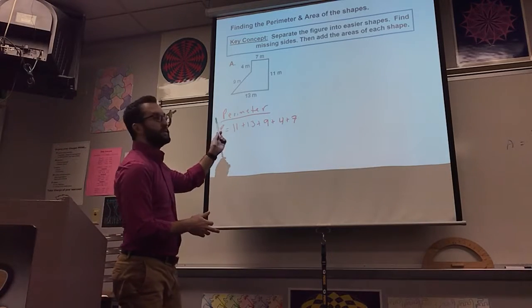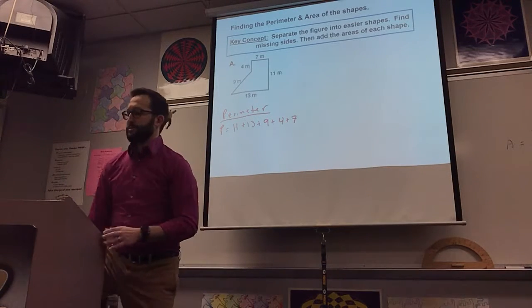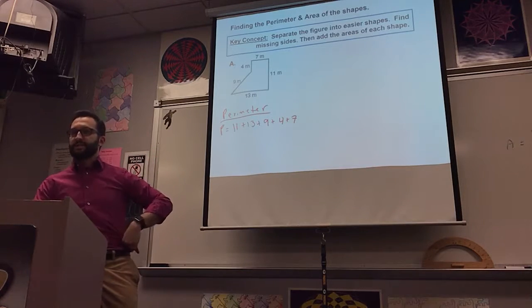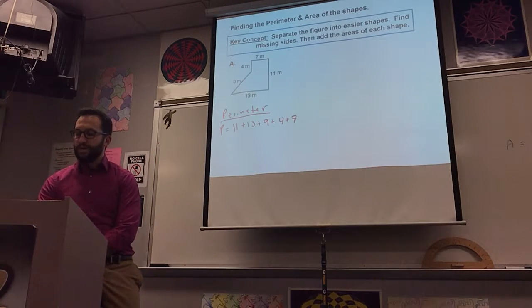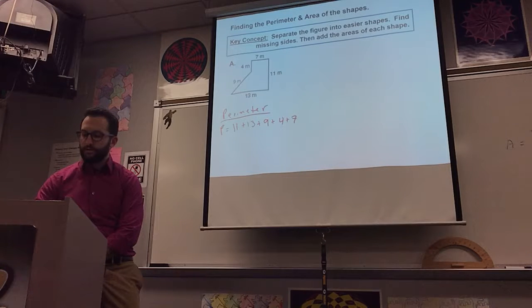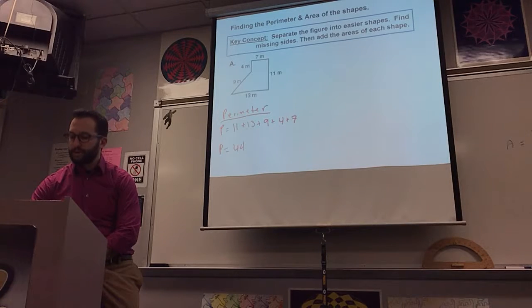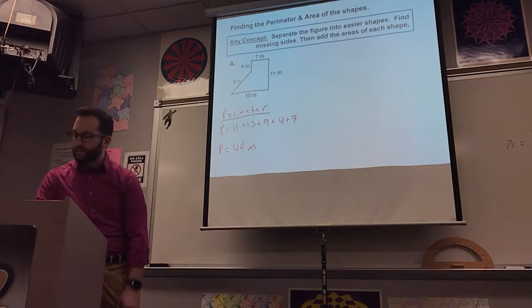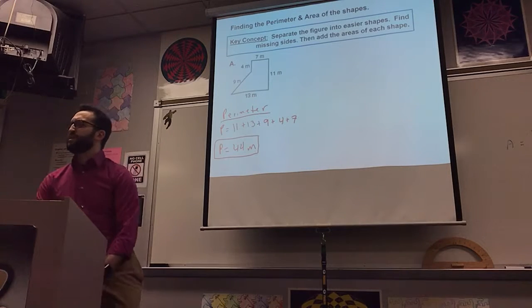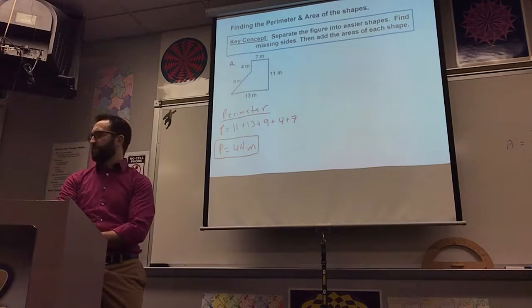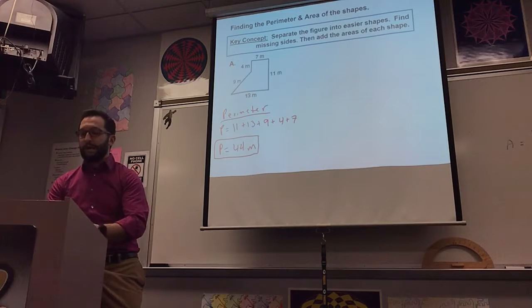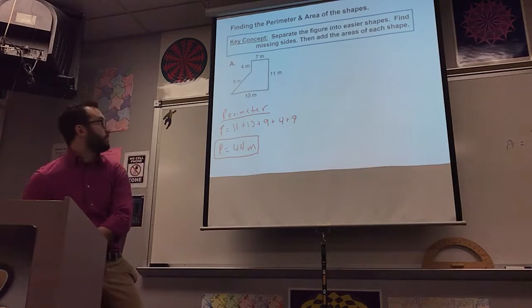Count the number of sides you see. How many sides do you see? Careful, there aren't 6 sides. There are 5. Got 11, 13, 9, 4, and 7. So perimeter on this one, we just use our calculator, add that up, and we get P equals 44 meters. Okay, so perimeter, not too bad on this one, right? You were given all the side lengths, which is kind of nice. Pretty straightforward. Area, on the other hand, is a little bit more difficult.